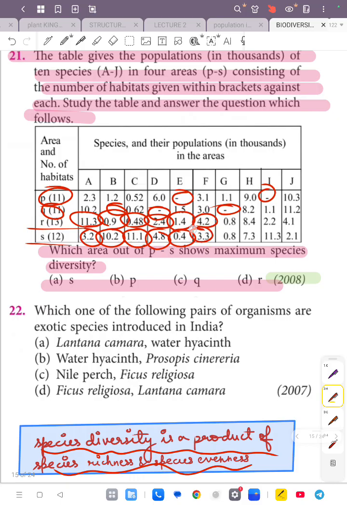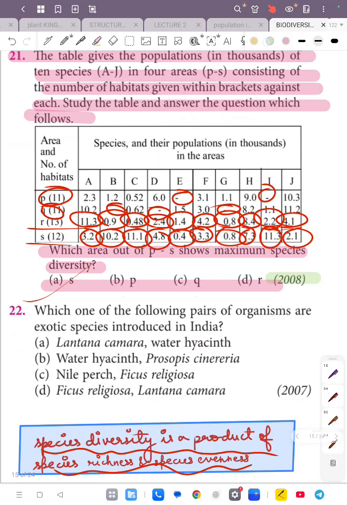4.2 and 3.3, close enough. 0.8 and 0.8, similar. 8.4 and 7.3, close enough. For I, here it is 2.2 but here it is 11.3. For J, it is 4.1 and here it is 2.1. So if you analyze for yourself, you can see that S has maximum species diversity, right? It has both species richness and species evenness.